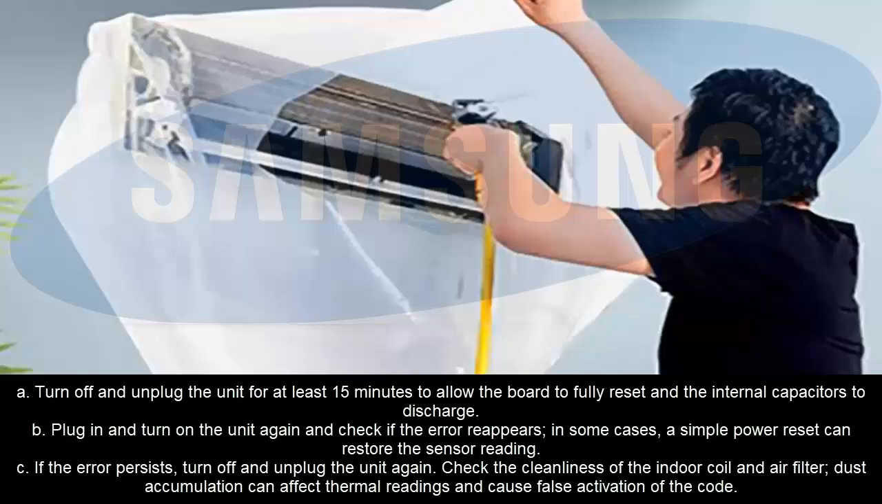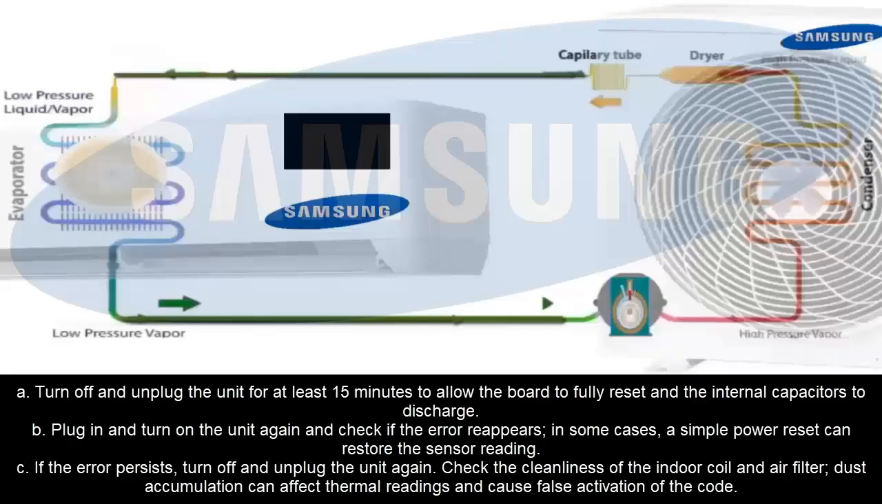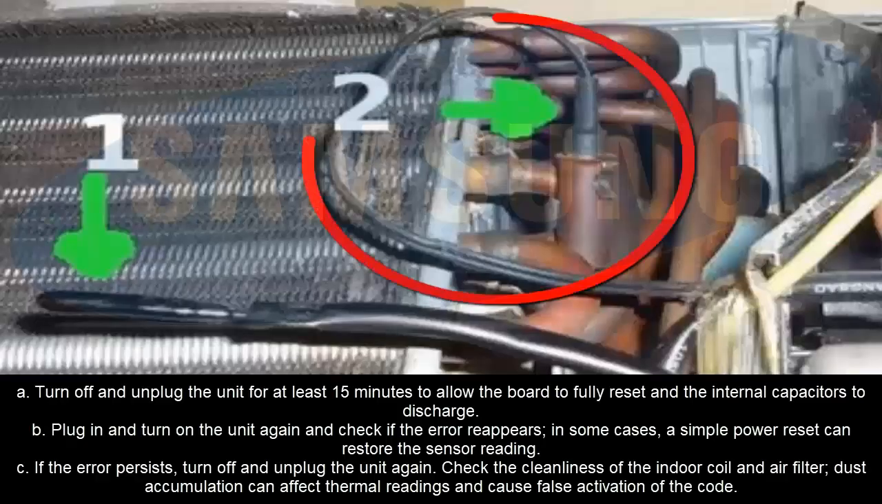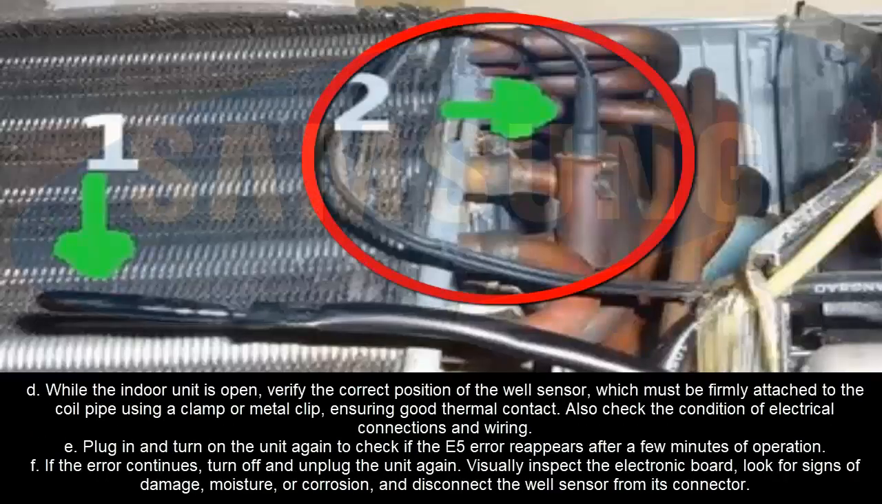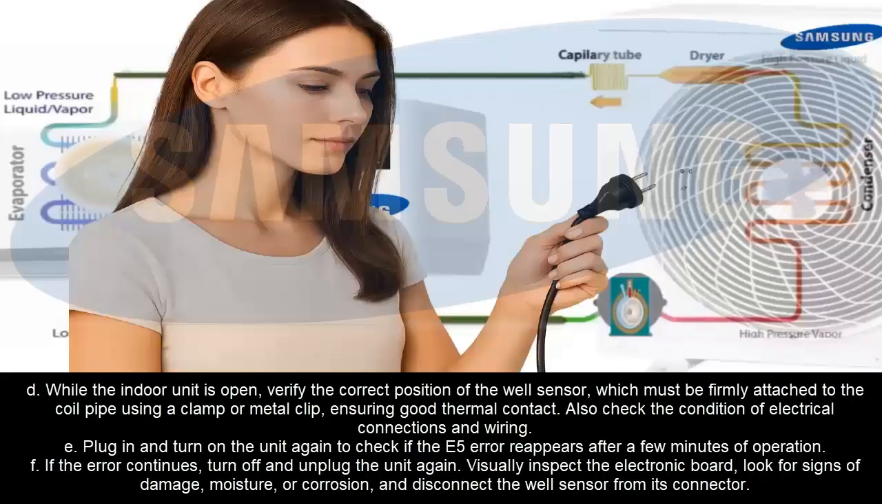C. If the error persists, turn off and unplug the unit again. D. Check the cleanliness of the indoor coil and air filter. Dust accumulation can affect thermal readings and cause false activation of the code. While the indoor unit is open, verify the correct position of the well sensor, which must be firmly attached to the coil pipe using a clamp or metal clip, ensuring good thermal contact. Also check the condition of electrical connections and wiring.